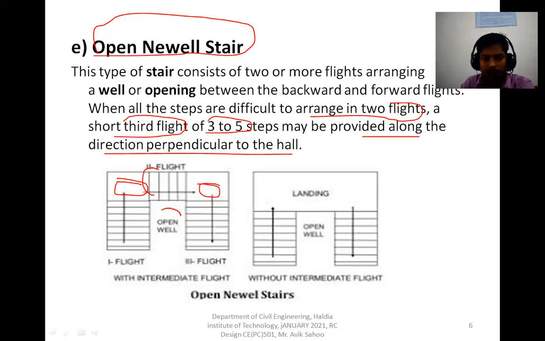So the open well stair concept comes when the steps are not arranged in two flights, so another flight is introduced, and the opening space is utilized by giving a lift. The lift is placed in this space in the middle portion, where the lift is installed. So you are using both stair and lift.